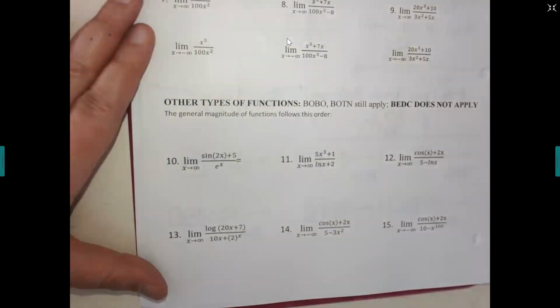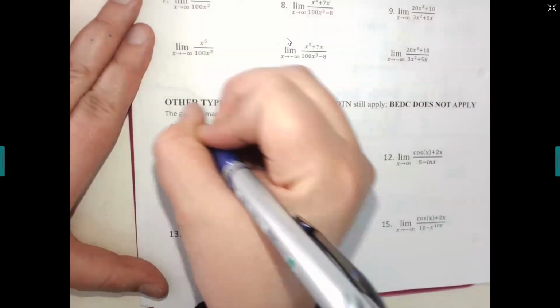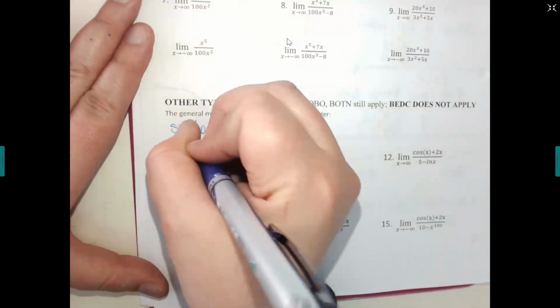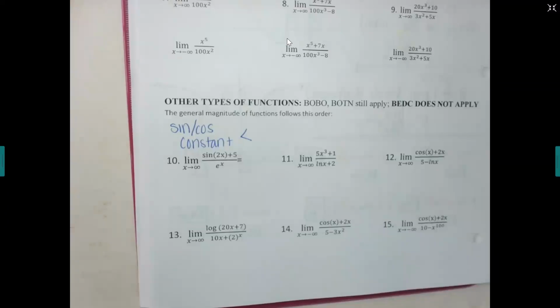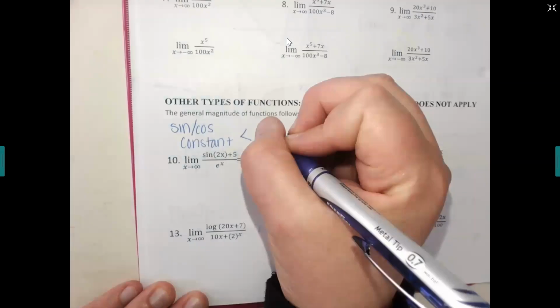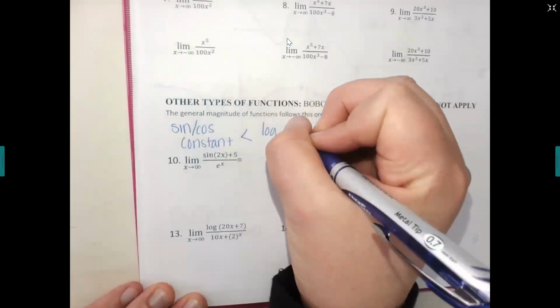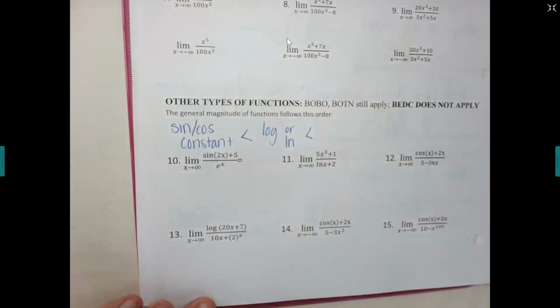Okay, so let's start with the smallest classification. If you have sine or cosine, or any other constant, those are the weakest of all of the types of functions that you'll see. After sine, cosine, and your constants, the next one is going to be all of your logs or natural logs. Remember, a natural log is a type of log. So that's going to be your second classification. They get more powerful as we go.